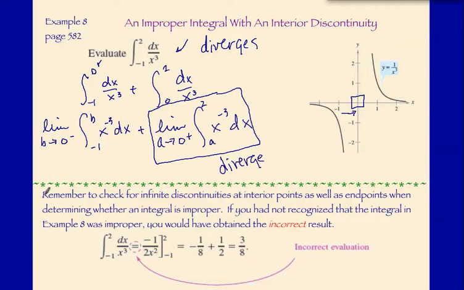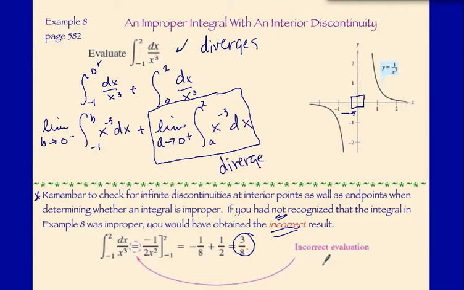Now notice down here, remember to check for infinite discontinuities at interior points as well as endpoints when determining whether an integral is improper. If you had not recognized that the integral in example 8 was improper, you would have obtained the incorrect result. You would have integrated, plugged in 2, -1, got a value and thought, oh, look at me, I got 3/8 as my answer.